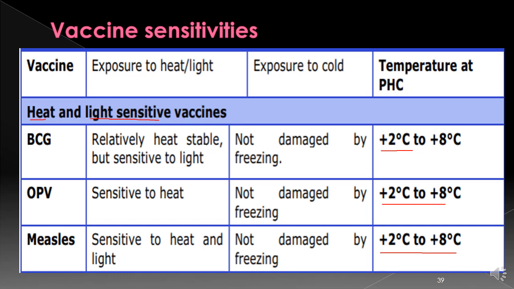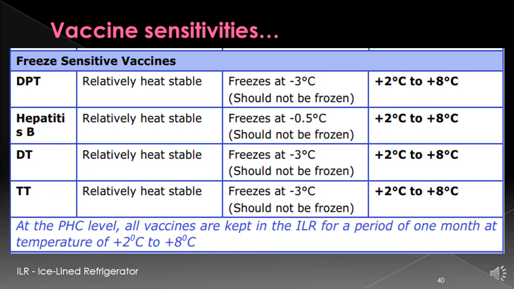Then we have those that are sensitive to freezing. DPT, hepatitis B, diphtheria and tetanus, and then the tetanus toxoid. DPT is relatively heat stable, and so is hepatitis B, and so is diphtheria and tetanus and the tetanus toxoid. However, these should not be frozen.